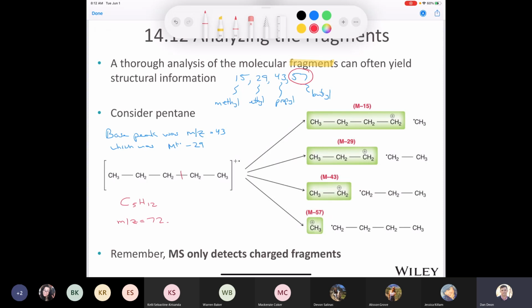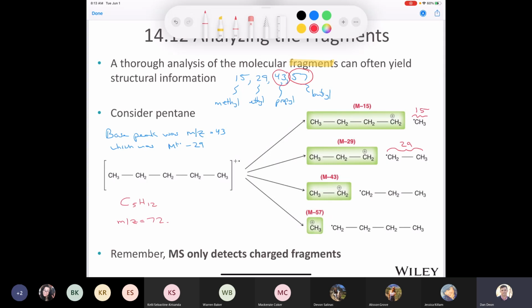What if it was to fragment here, right? It can fragment in a lot of different places. That means you'd lose an ethyl radical, which has a mass of 29. So if you take 72 and you subtract 29, what do you get? You get 43. So the mass of the propyl cation weighs 43, right? We've lost 29, right? This thing here is the 29. This thing here is the 15.